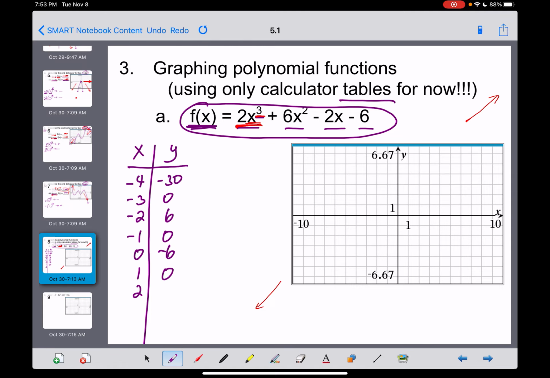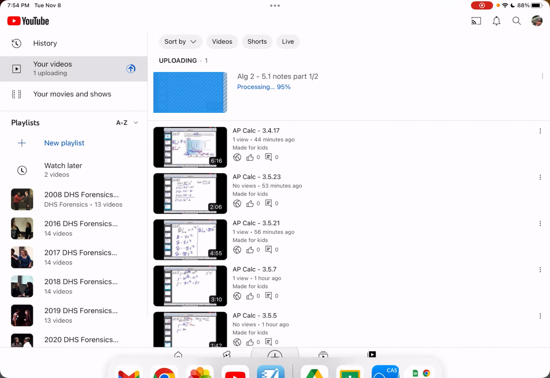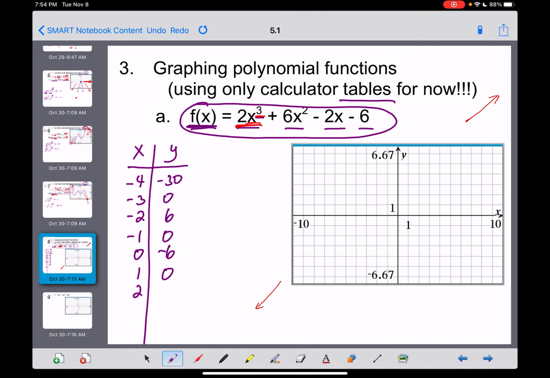And then I think we jumped up. Was that a positive 30 then at 2? Yes, it was. All right, there we go. And we had 30 right here.